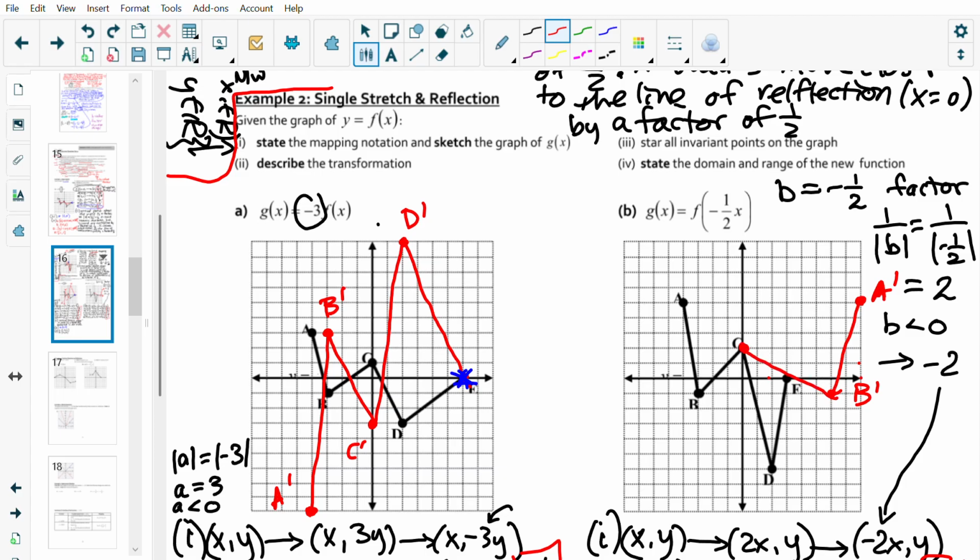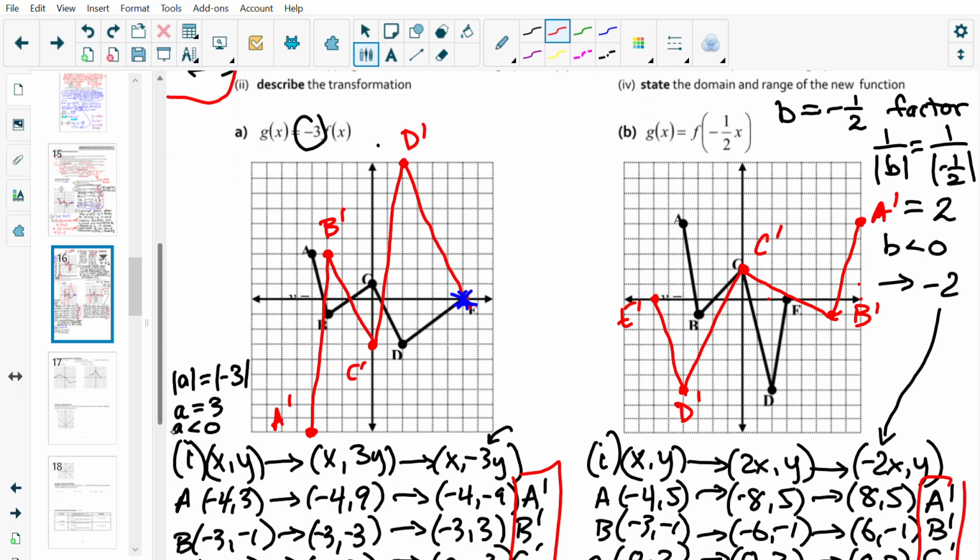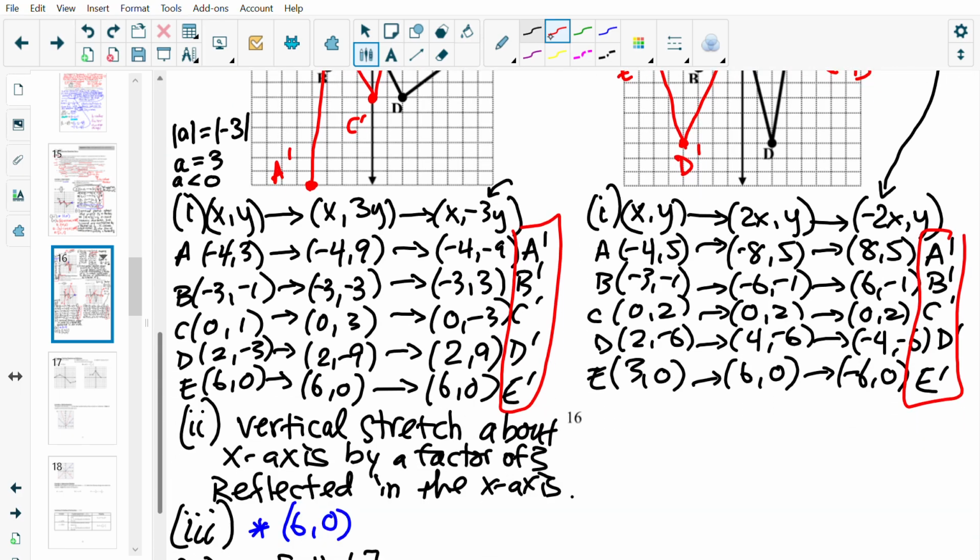C prime is 0, 2. D prime is negative 4, negative 6. And negative 6, 0. 1, 2, 3, 4, 5, negative 6, 0. Okay, so that's C prime, D prime, E prime. Okay. All right.